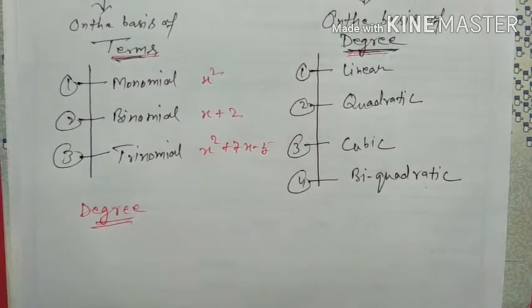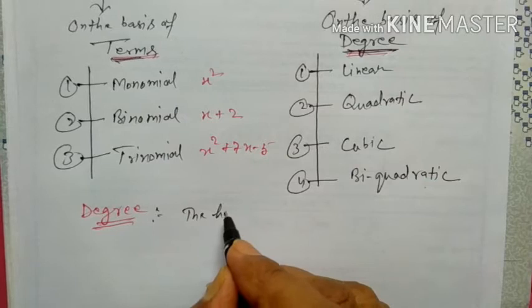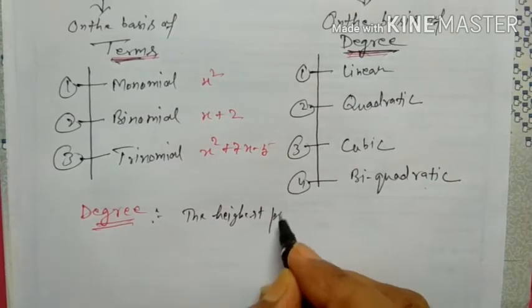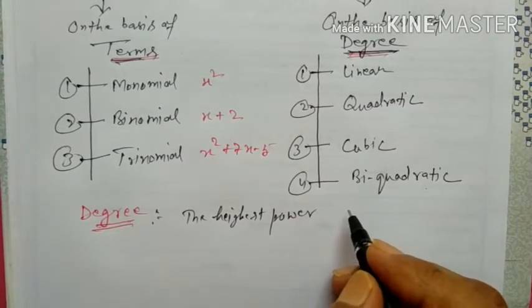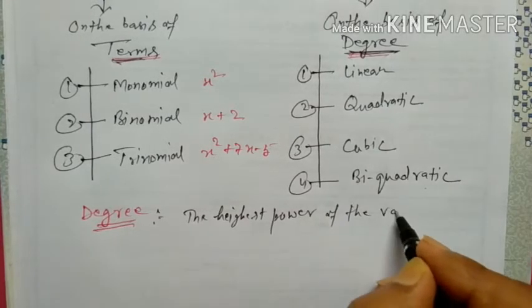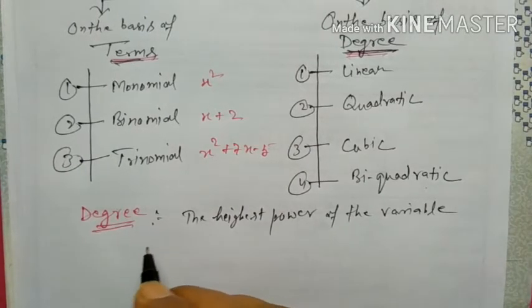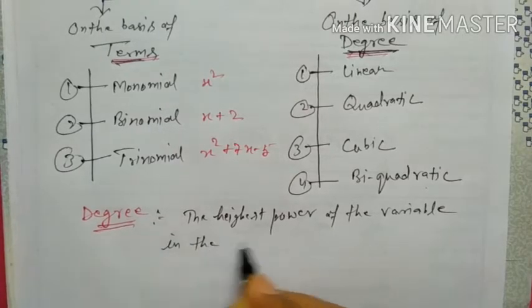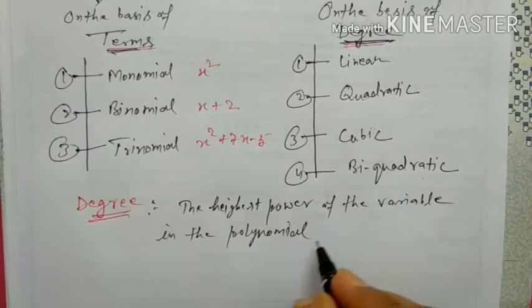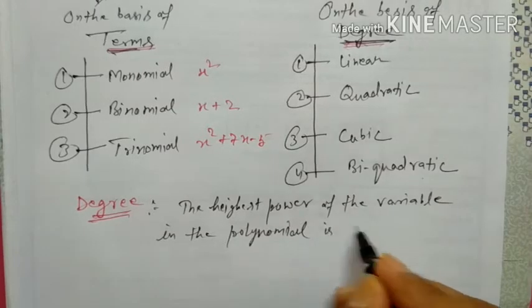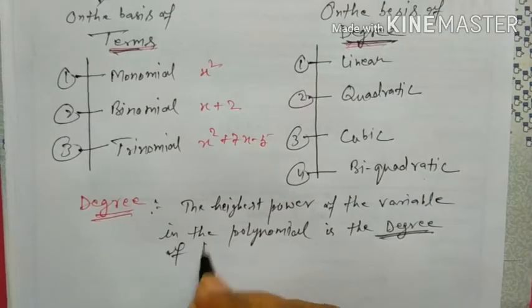What is degree? Degree is the highest power of the variable in the polynomial is the degree of the polynomial.